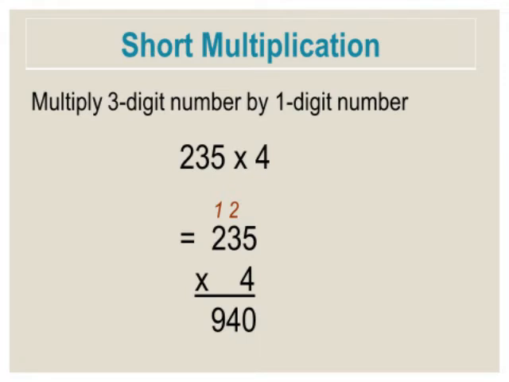The second example is a 3-digit number multiplied with a 1-digit number. Emphasize that the same steps of example 1 will be followed. The layout of the sum is very important, so write 235 in the first line and below you write a multiplication sign and draw the 2 answer lines.